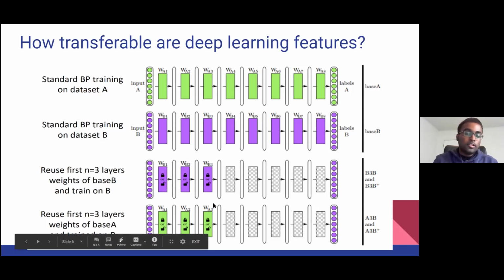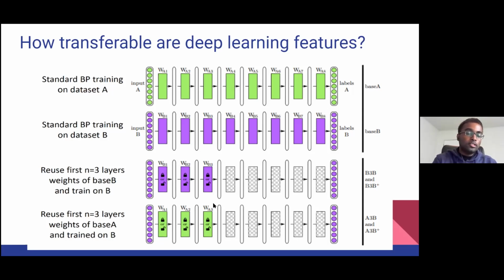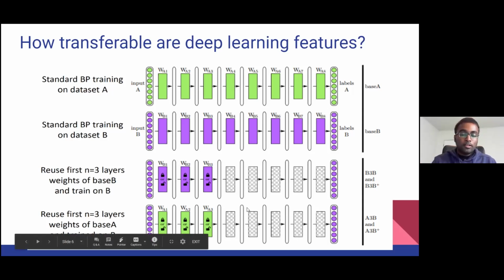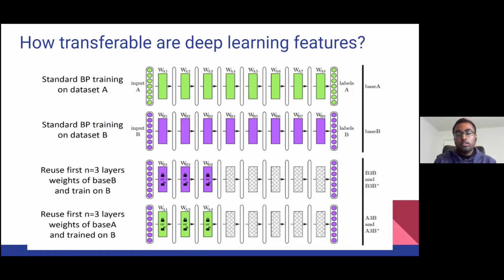Lastly, there is the model where the first n layers are copied from the base A network, and then the model is trained on the dataset B. So this is where we are trying to find what kind of transfer learning settings works best. And over here, A3B is again where the first n layers are frozen, and A3B plus is when all the layers are trained together.